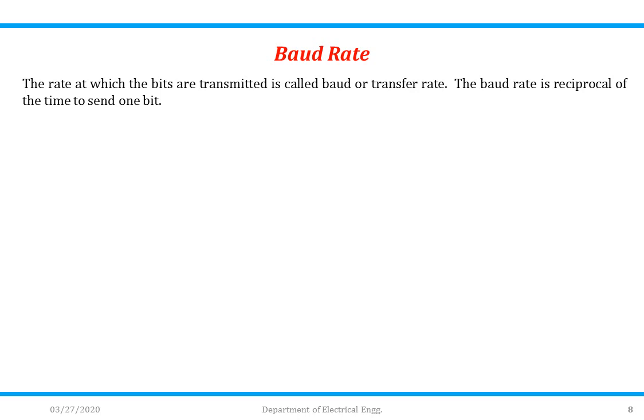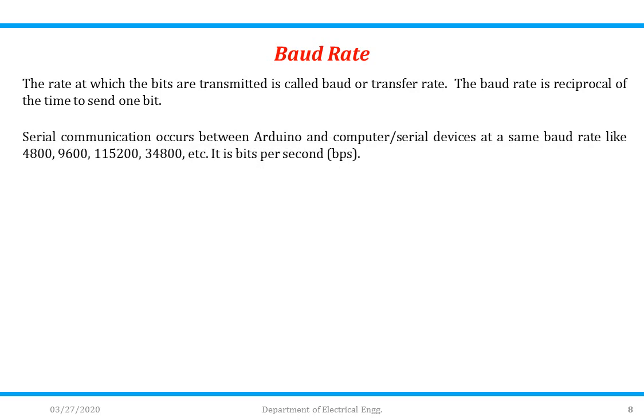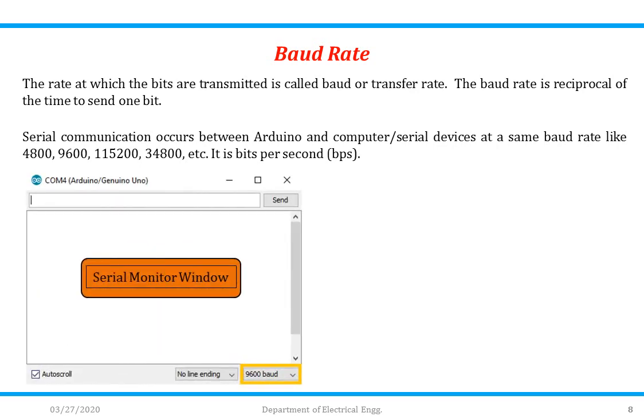The rate at which the bits are transmitted is called the baud or transfer rate. The baud rate is a reciprocal of the time to send one bit. Serial communication occurs between Arduino and a computer or serial devices at the same baud rate, like 4800, 9600, 115200, 34800, etc. So it is bits per second, BPS.